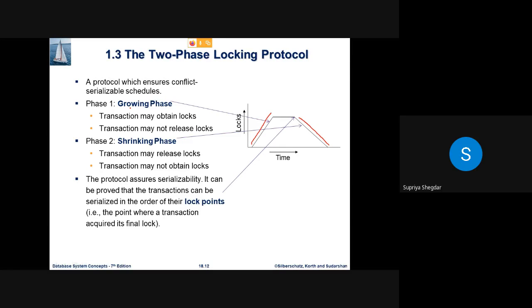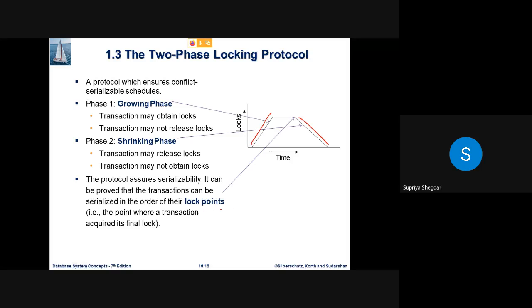So in the growing phase, the transaction only obtains locks but does not release any lock. And in the shrinking phase, the transaction may release locks but not obtain any lock. This two-phase locking protocol assures the serializability of the transactions. It can be proved that the transactions can be serialized in the order of their lock points.